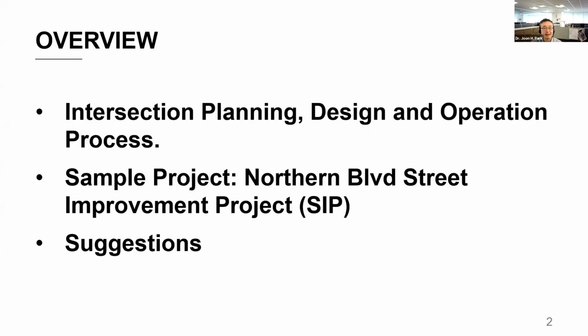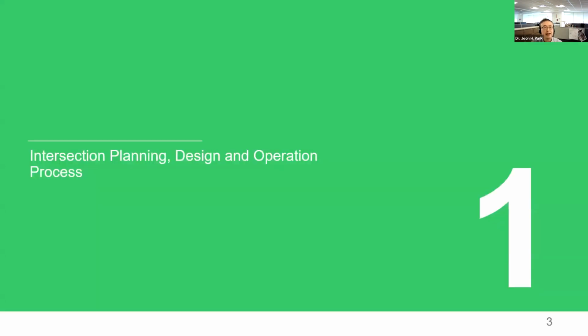The design process usually starts with planning, design, and operation. We're going to comment on that a little bit and share a sample project called the Northern Boulevard Street Improvement Project, and I'm going to share some suggestions. Intersection planning, design, and operation: this is a big topic. We think about it every time we consider how to improve the street.